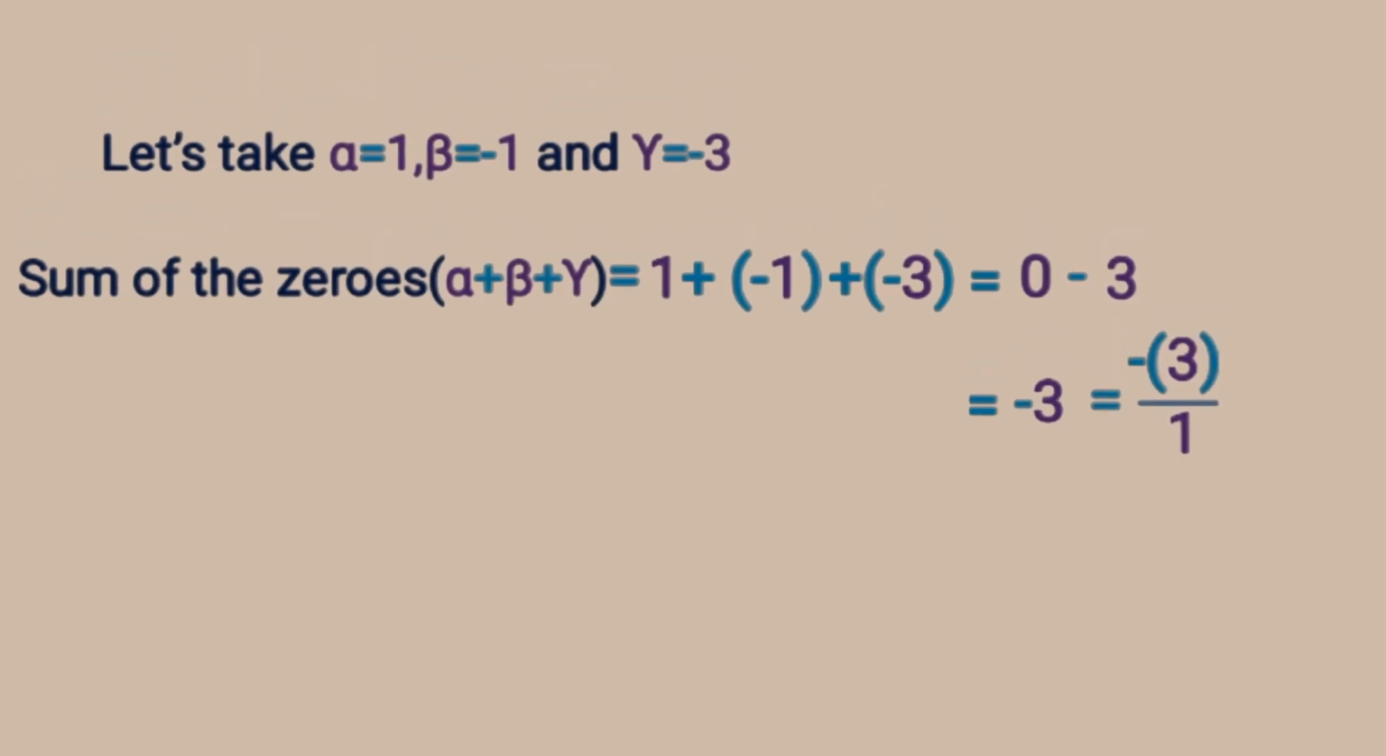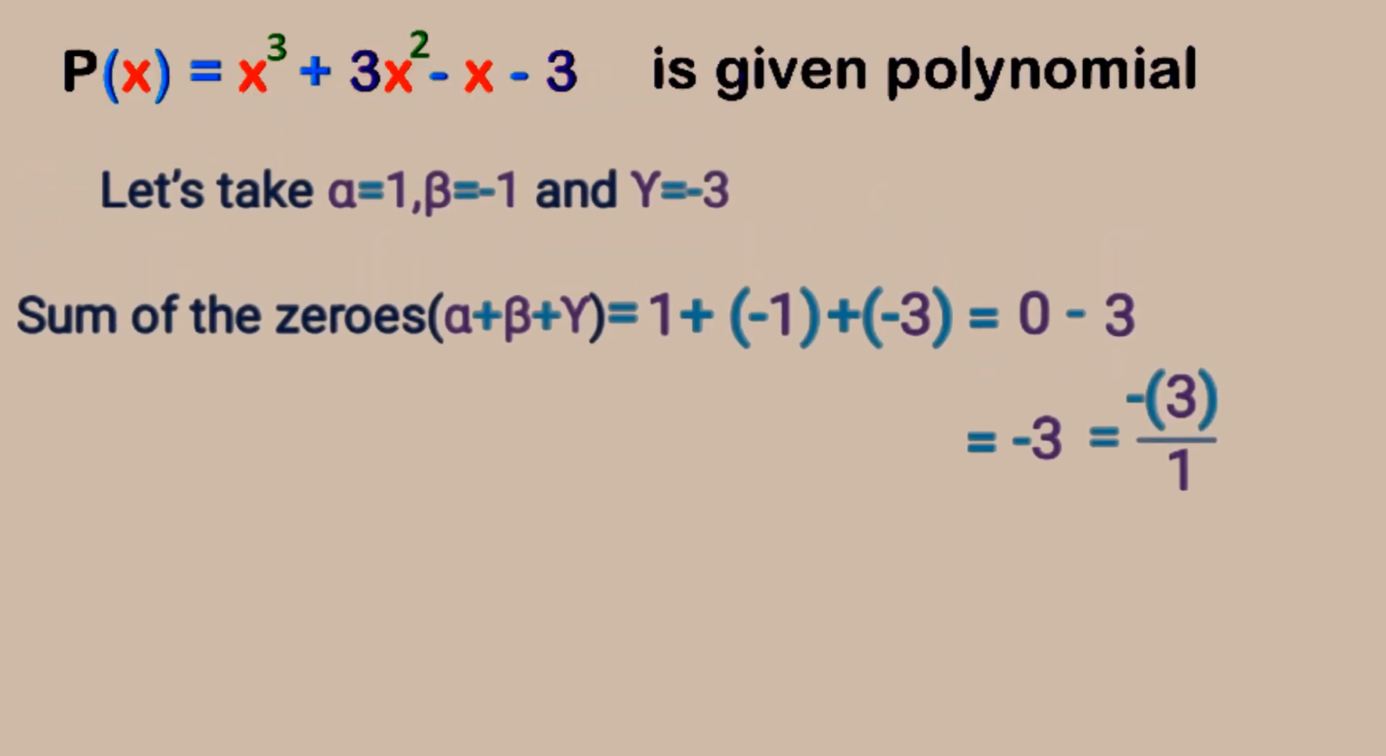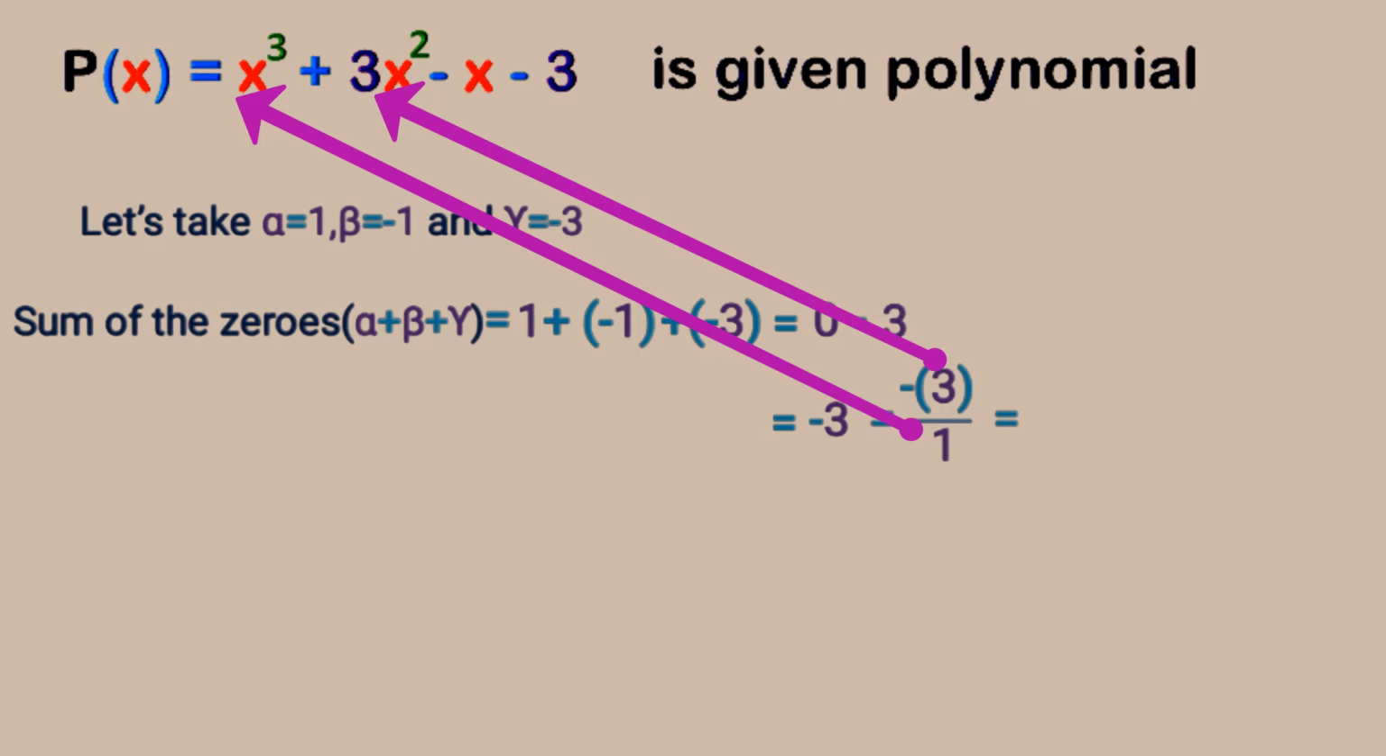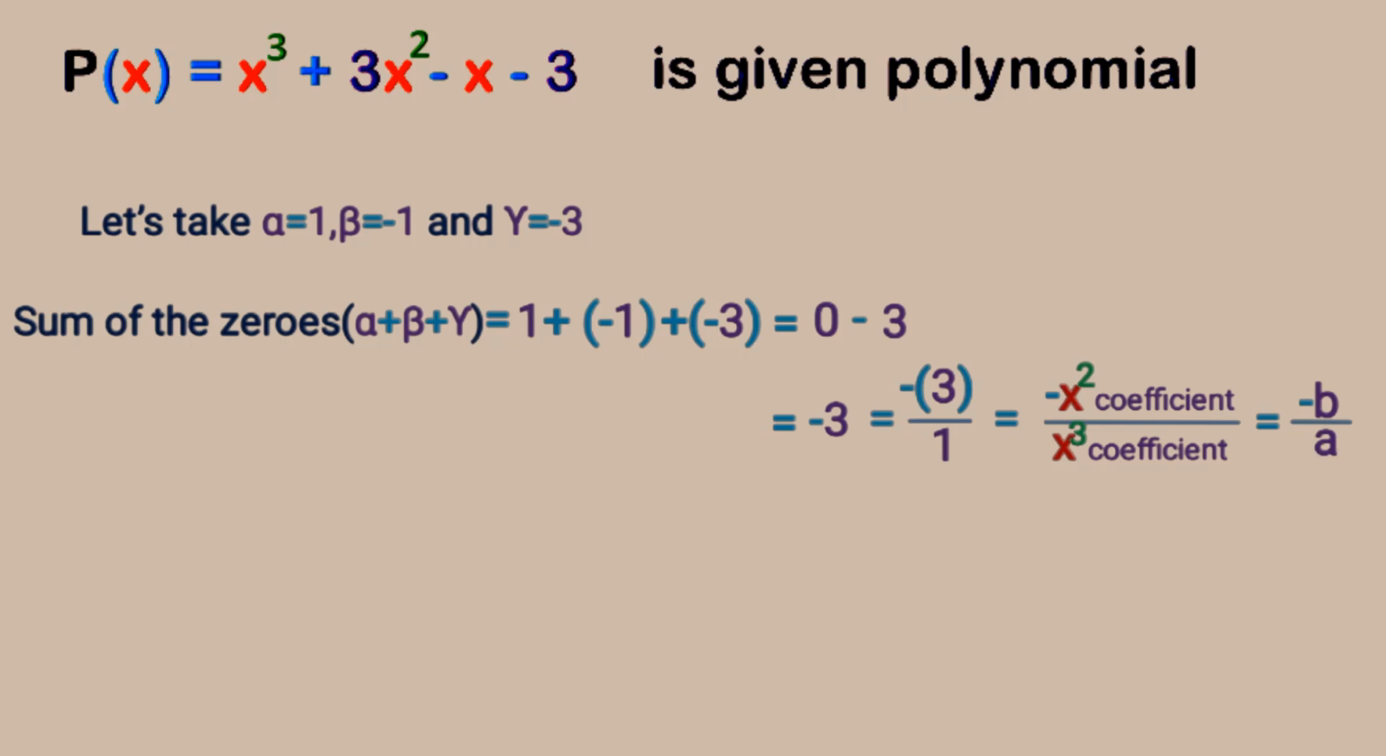minus 3 by 1. So now inside the bracket we have positive 3, which is nothing but the x square coefficient, and 1 is the x cube coefficient. So we can write this as minus x square coefficient by x cube coefficient, which is nothing but minus b by a. So now we verified the sum of the zeros, and we get minus x square coefficient by x cube coefficient. Now let us verify the product of the zeros.